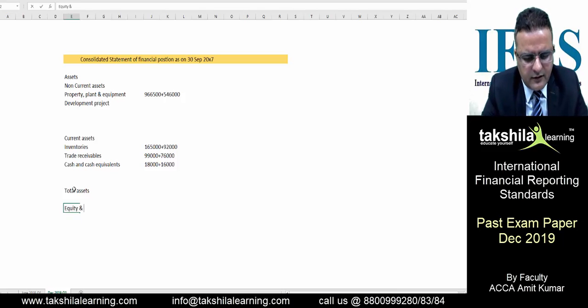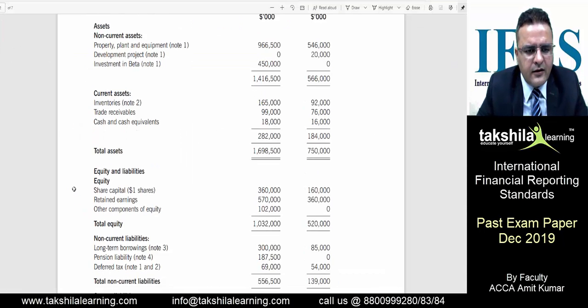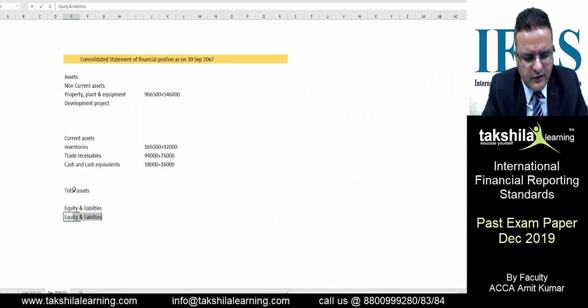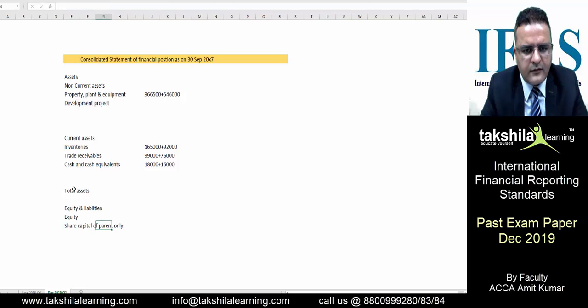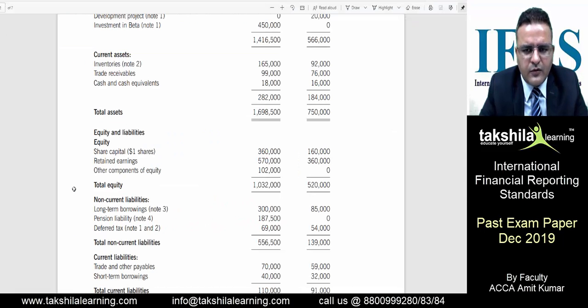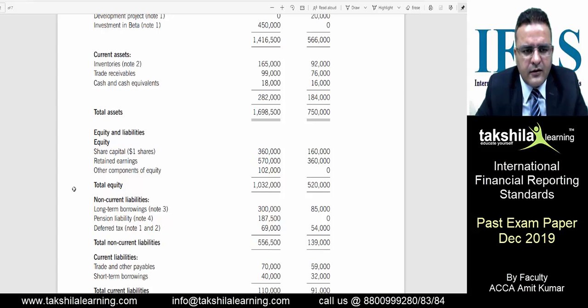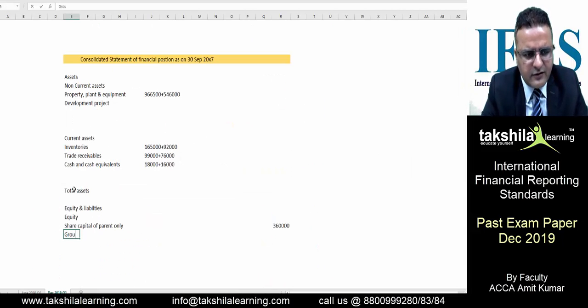Equity and liabilities. In equity and liabilities, we'll only be including share capital of parent only. The equity, share capital of parent only, which is equivalent to 3,60,000. Then there is retained earnings, which will be replaced with group retained earnings.